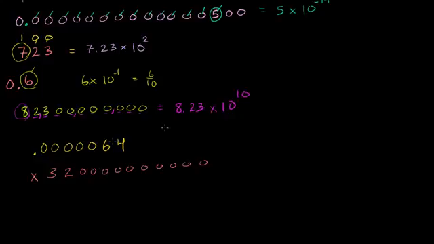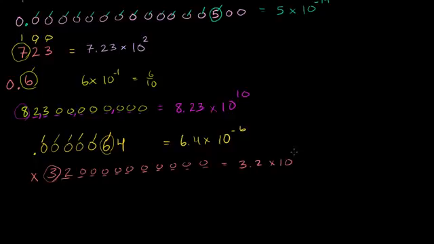So this top guy right here, how can we write him in scientific notation? It would be 6.4. 6.4 times 10 to the what? 1, 2, 3, 4, 5, 6. Have to include the 6. So times 10 to the minus 6. And what can this one be written as? This one is going to be 3.2, right? 3.2. And then you count how many digits are after the 3. 1, 2, 3, 4, 5, 6, 7, 8, 9, 10, 11. So 3.2 times 10 to the 11.